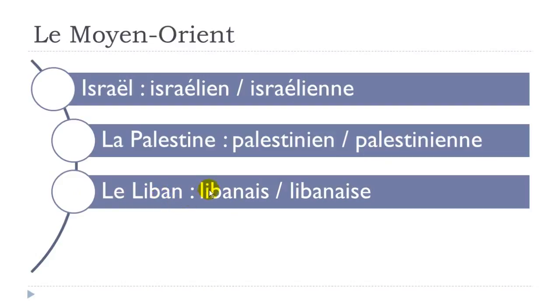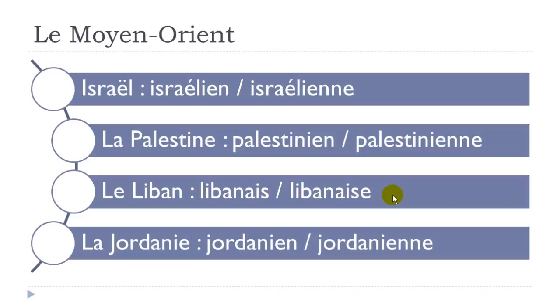Le Liban, Libanais, Libanaise, okay, aise. Libanais, Libanaise. And then Jordanie, Jordanien, Jordanienne, okay, yen, Jordanien, Jordanienne. Okay, so let's see them one more time.